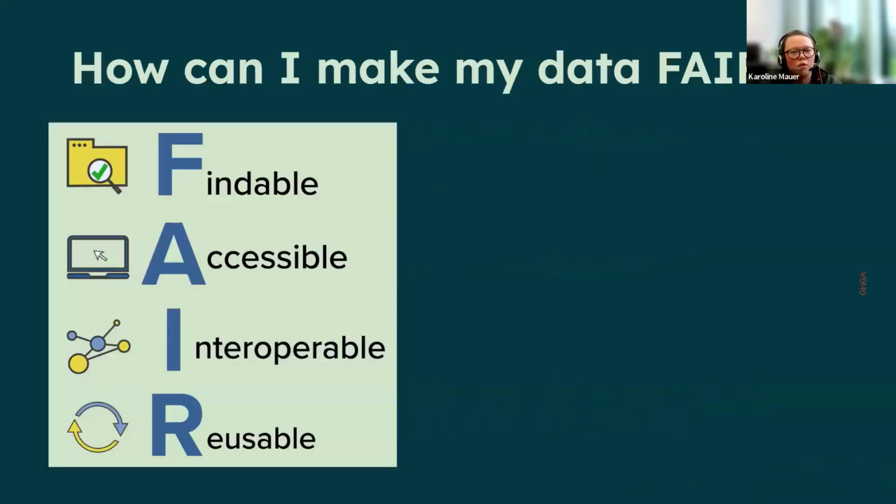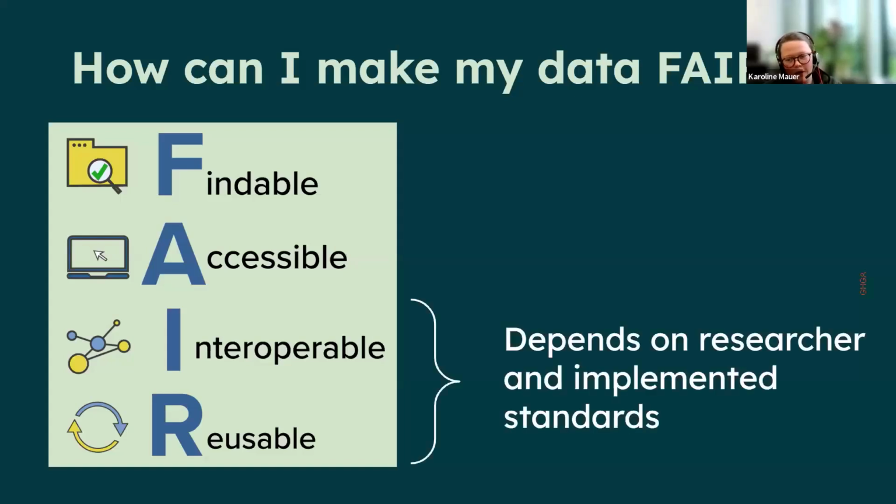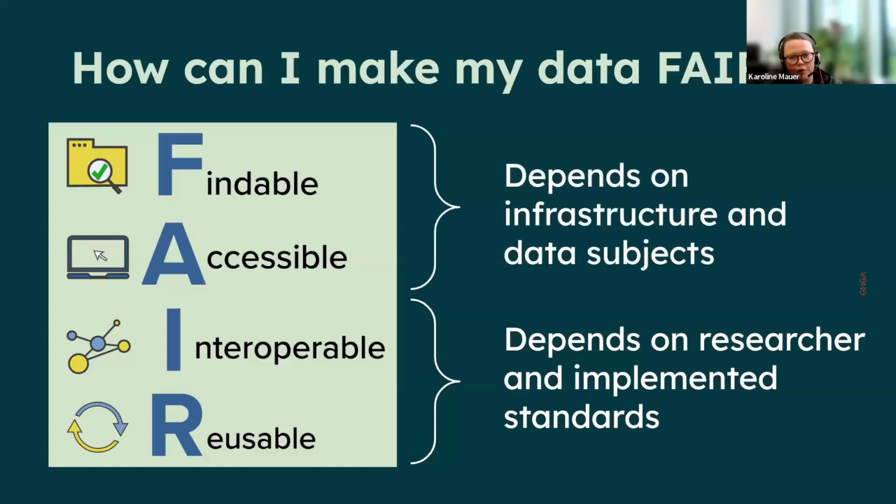So, how can you make your data FAIR? I often see in grants and proposals the stress that researchers should do something. And yes, researchers can do something, but they cannot do everything. Of course they can implement certain standards and make sure that their data is standardized, and choose data standards that are used in the field. But then there is a lot that depends on the infrastructure. For example, making data findable and accessible depends on the data portal and also on the data subjects you're working with.